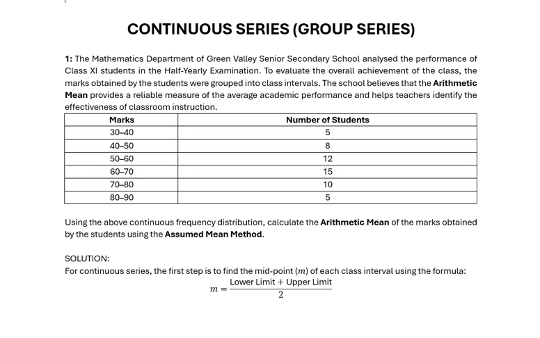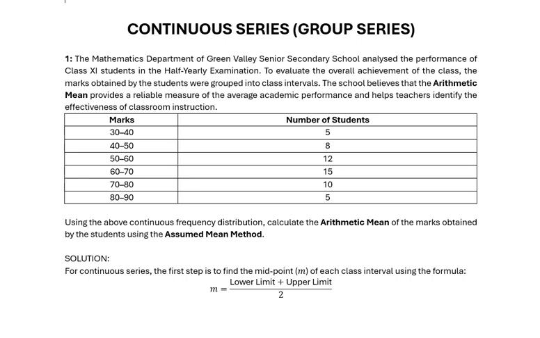So let us understand the question first. The mathematics department of Green Valley Senior Secondary School analyzed the performance of class 11 students in the half-yearly examination to evaluate the overall achievements of the class. The marks obtained by the students were grouped into class intervals. The school believes that arithmetic mean provides a reliable measure of the average academic performance and helps teachers to identify the effectiveness of the classroom instructions.